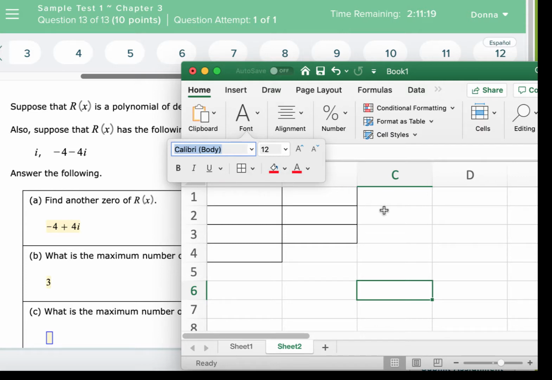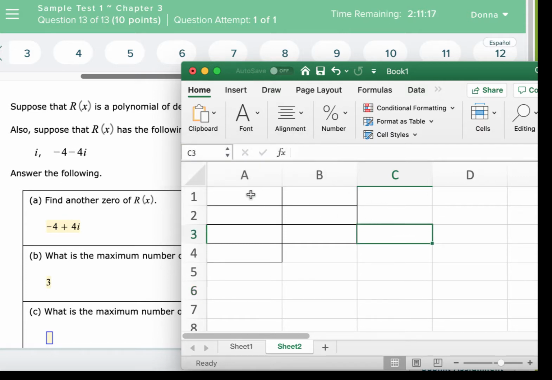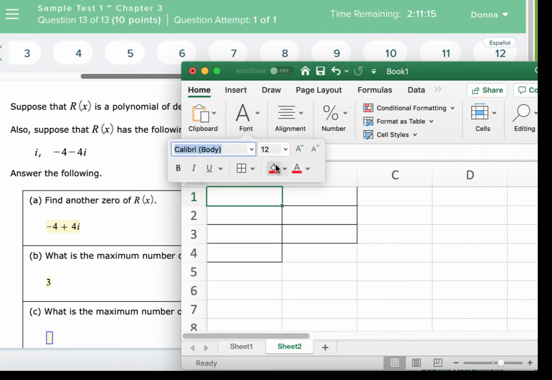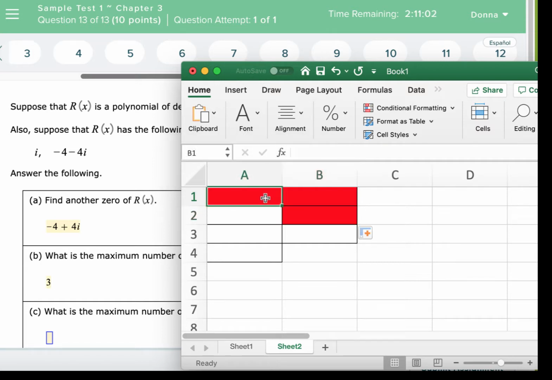Oops, let me make sure I click in the place where I want to have the highlighting tool. So let's put it here. So I'm going to highlight my pairs here. This one's going to also. So that represents i and minus i. And then I'm going to have the same thing for -4 minus 4i and -4 plus 4i. So this is i and minus i, -4 minus 4i, -4 plus 4i. So there's my 2 complex pairs.